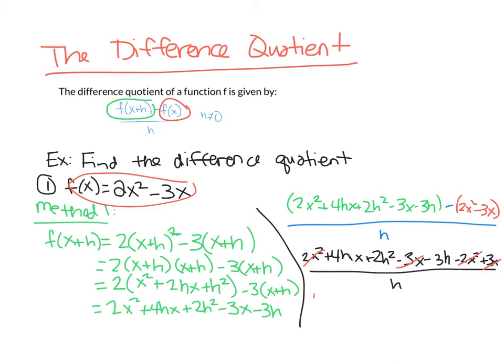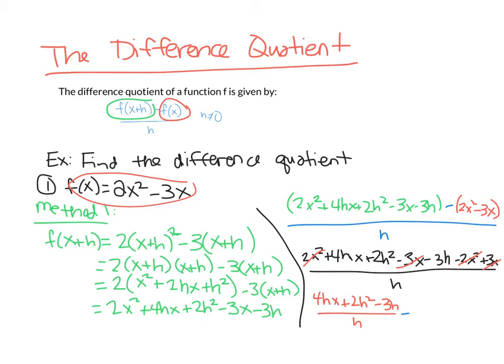The next thing I have is 4hx plus 2h squared minus 3h. This is all over h. However you want to think about the next part is fine. I sometimes warn people to be careful about canceling out something that's in the denominator, but as long as you cancel out the h from every single term, you're okay.